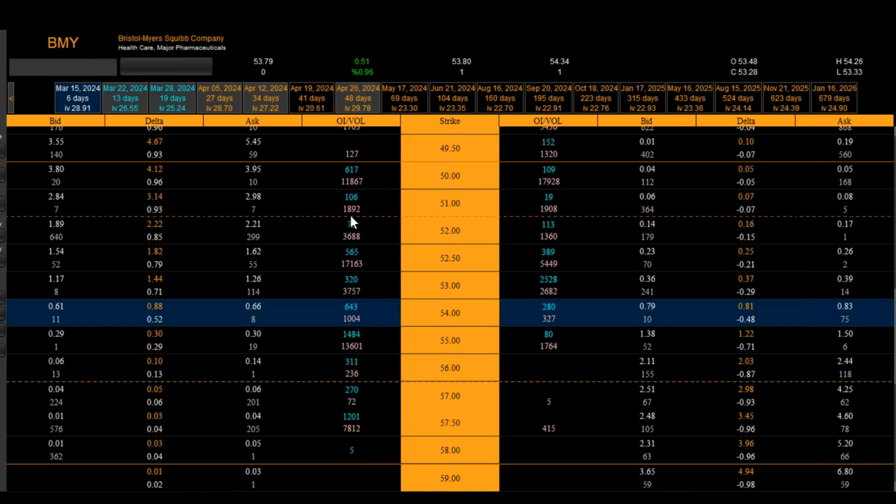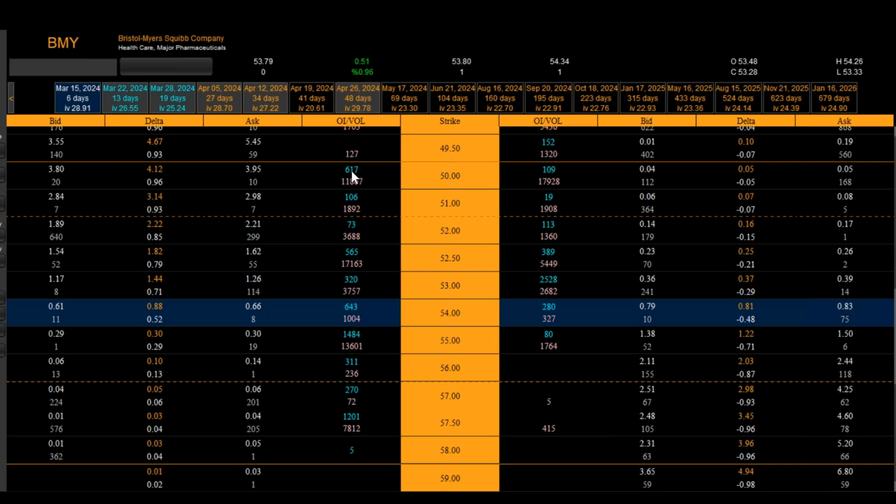If there's not very much open interest, then it's going to be harder to get out, because if you're trying to sell, there aren't enough people out there to buy the contracts from you. So in this particular case, 617 is the volume and 11,867 is the open interest. I don't know why they do it like this, it's the other way around. But 11,867 is the open interest, and this is the volume for the day.